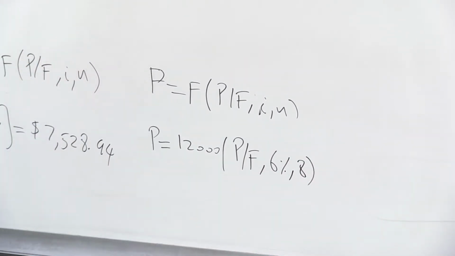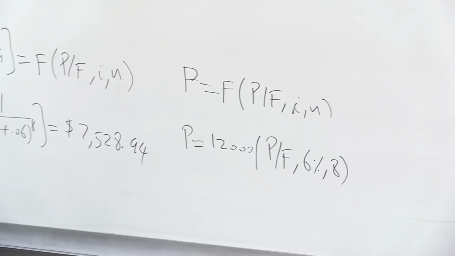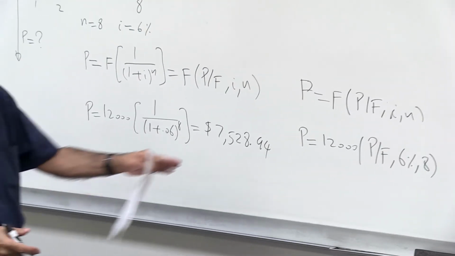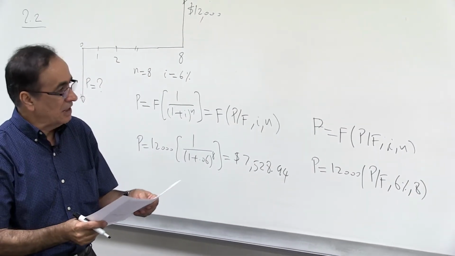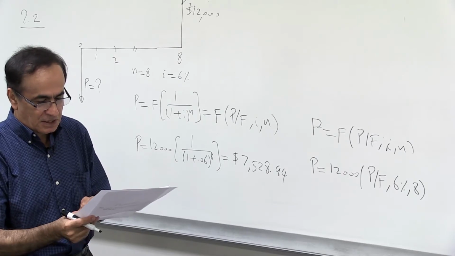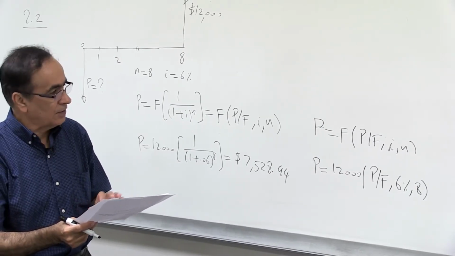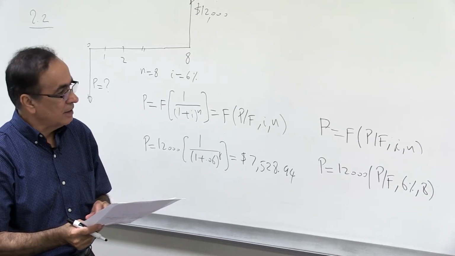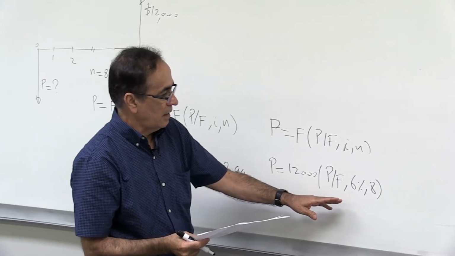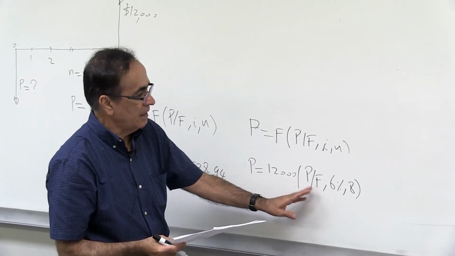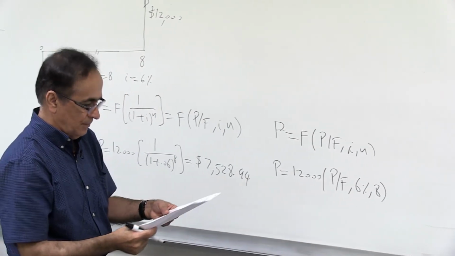This time you're going to go again to the end of your book. There are tables of interest factors there. We call this one the P given F factor. Because the interest is 6%, you go to page 605 at the end of your textbook. That's for 6% interest. Then you go to the column for P given F, then the number of periods, 8. Then you should be able to find this factor.